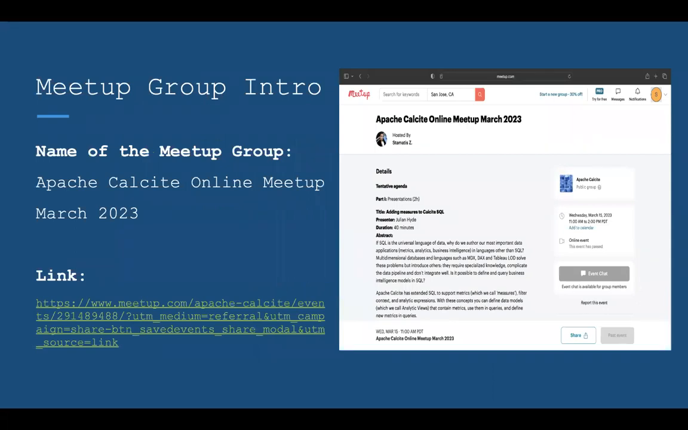So here is the meetup group which I attended. The name of the meetup group I attended was Apache Calcite Online Meetup, which was in March 2023. Here is the link for that meetup group and some description about the group.